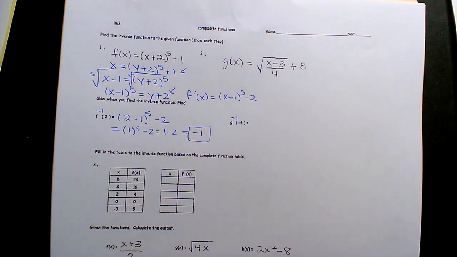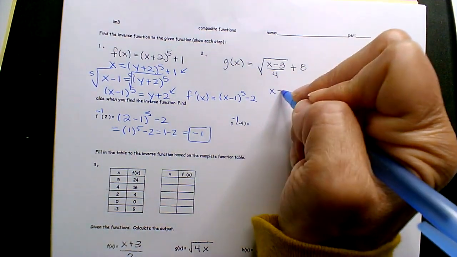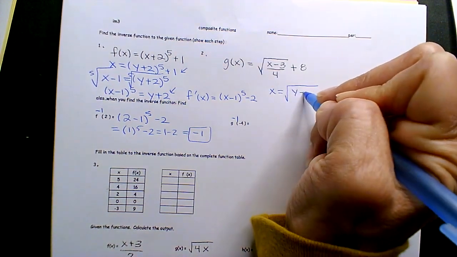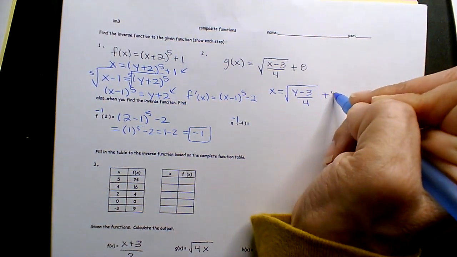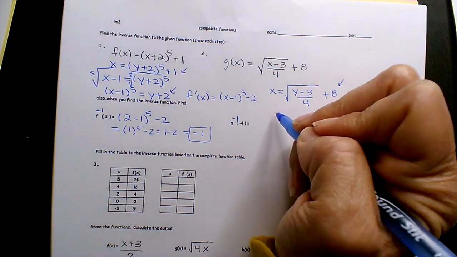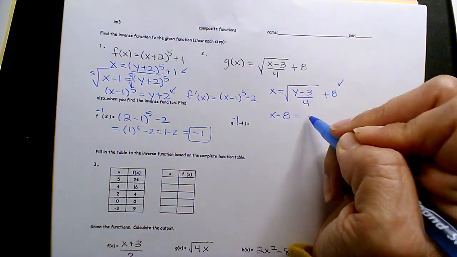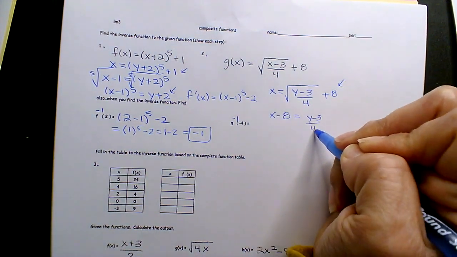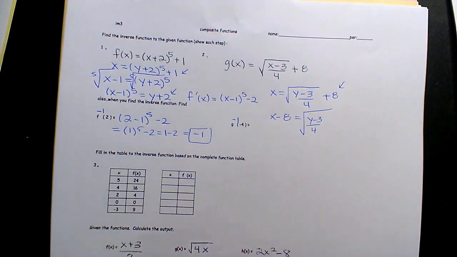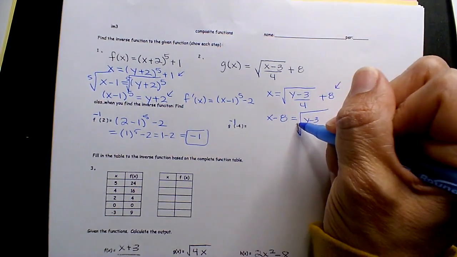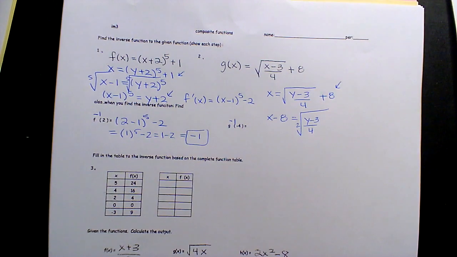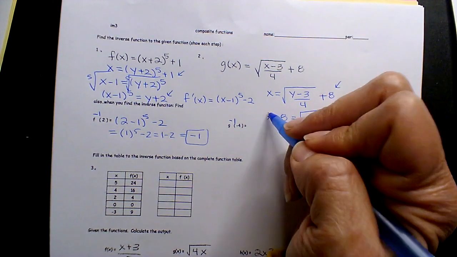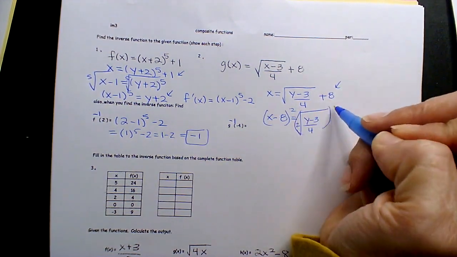Okay, so then this one, switch it. x is equal to square root of y minus 3 over 4, plus 8. Again, you have to go after that loner, x minus 8, that constant term. This is a square root function because there's no 2 here, but it's always implied it's square root, right? So you square both sides. Remember, those are inverse operations.